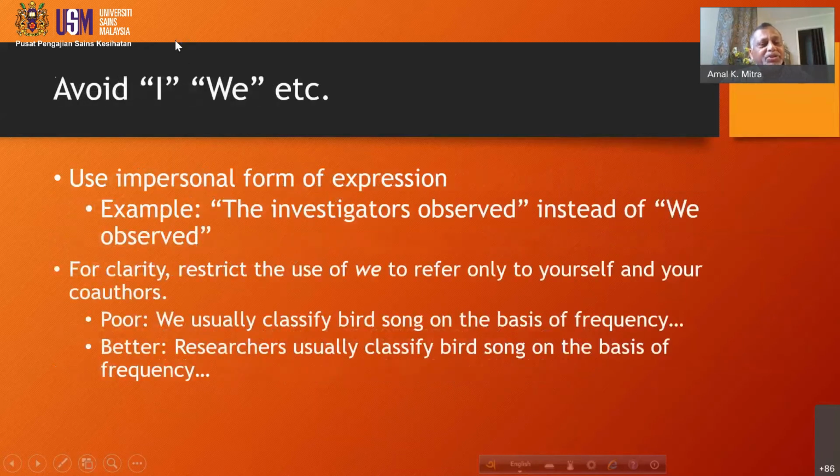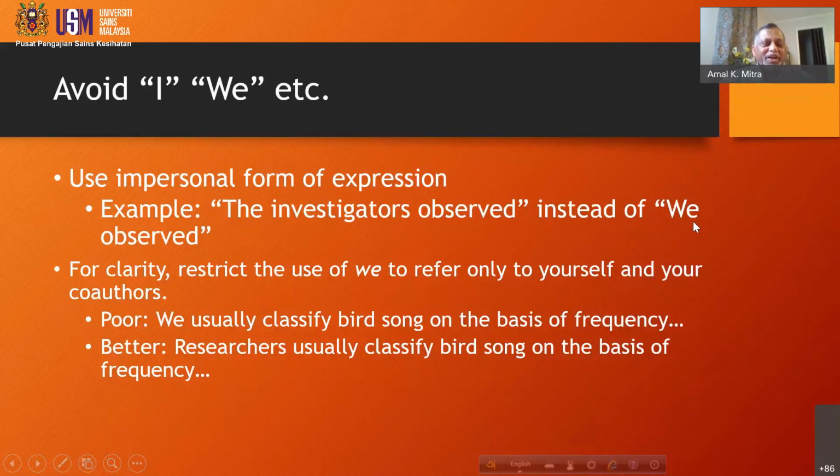Another thing, try to avoid I, we, first person. Try to avoid first person in the body of the paper. Example, the investigators observed is a better way of writing instead of we observed. I have seen many journal articles that use this first person. Try to avoid that.